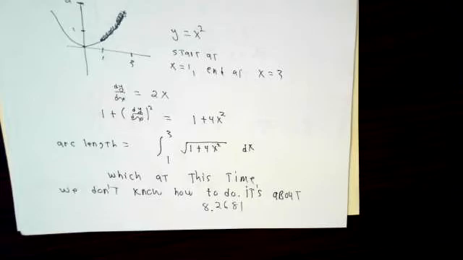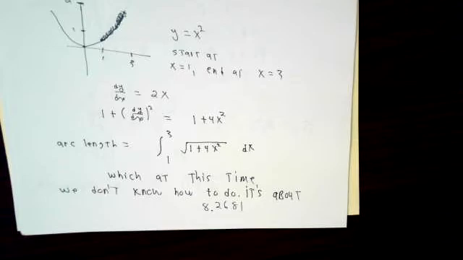For example, suppose that I want to find the arc length along the curve y equals x squared, starting at the place where x is 1 and ending at the place where x is 3. In our formula, we need to know the derivative of y with respect to x, which is 2x. The quantity that's going to go underneath the square root sign is 1 plus the square of the derivative, so that'll be 1 plus 4 times x squared. The arc length is going to be the integral from 1 to 3 of radical 1 plus 4x squared, integrated with respect to x.